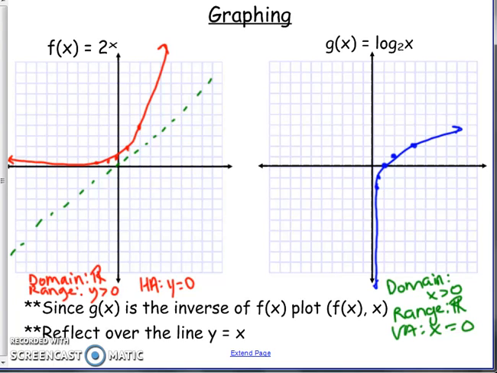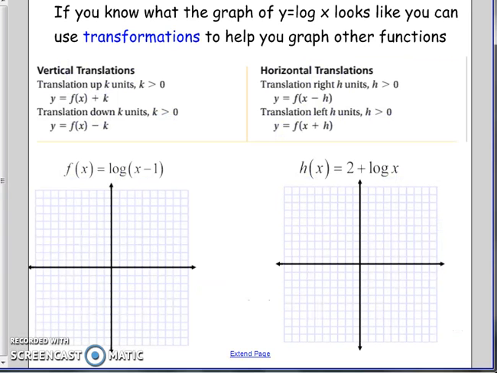So let's look at another example. If you know what the graph of y equals log of x looks like, you can use transformations to help you graph other functions. So in this chart, there's vertical translations. If something's being added outside of the log, that's moving it up. If something's being subtracted outside of the log, it's moving it down. If you have something inside the parentheses with the x, and it's a minus sign, it's moving it to the right. And if you have something inside the parentheses with the x that's a positive, it's moving it to the left.